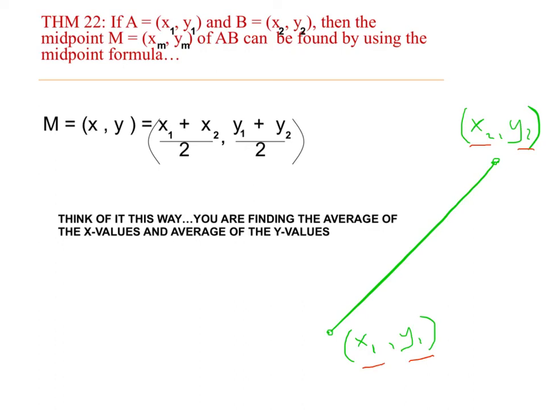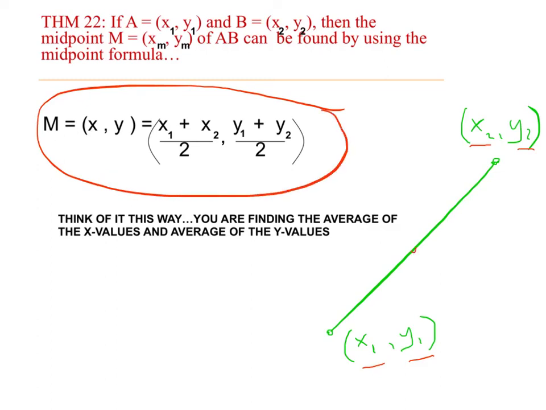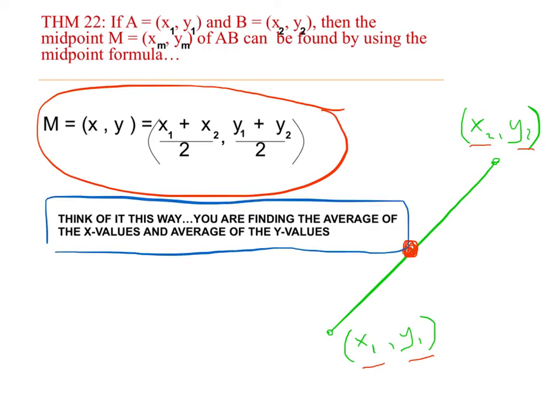So the midpoint theorem tells us, and what I'm circling in red, to find the midpoint, the middle of a line segment, we're going to take the two x values, add them together and divide by 2, comma, the two y values, add them together and divide by 2. And the main way I like to look at this is what I have written in bold. You are finding the average of the x values and average of the y values. That's all it is. So we're going to take a look at an example on the next slide.